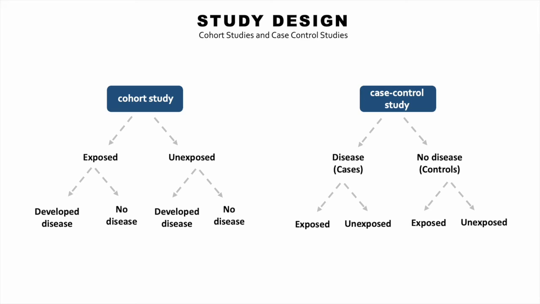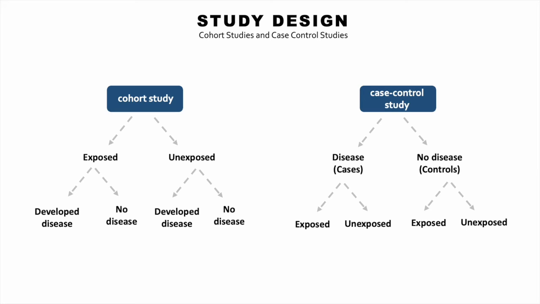In a cohort study, you start assessing exposure before anyone develops the disease, while in a case control study, you look for the exposure after people have developed the disease. In a case control study, if there's an association between the exposure and the disease, we would expect the proportion of those exposed with the disease to be greater than those not exposed with the disease.